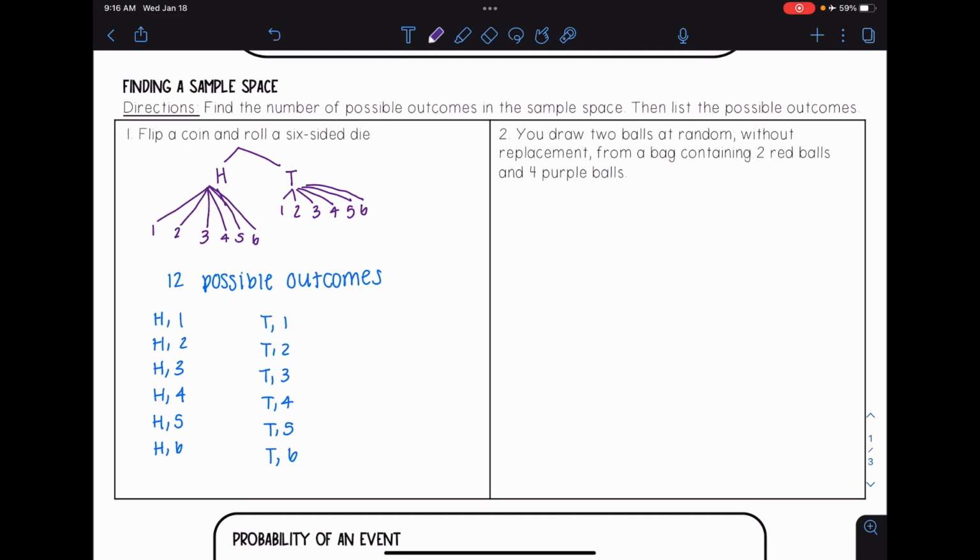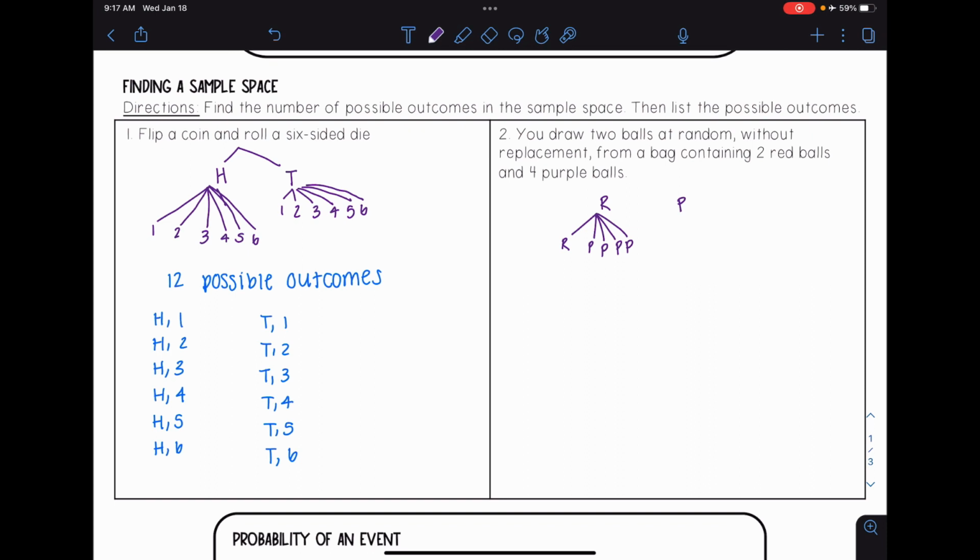So number 2 says you draw 2 balls at random without replacement from a bag containing 2 red balls and 4 purple balls. So looking at that first draw, we can either draw a red ball or we could draw a purple ball. So I'm going to have R for red, P for purple. Now after I draw a red ball, since we're not replacing the balls, that leaves me with 1 red ball that I can choose or 4 purple. And so those are the options there.